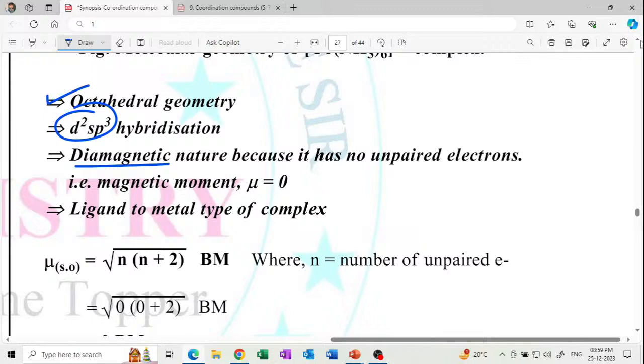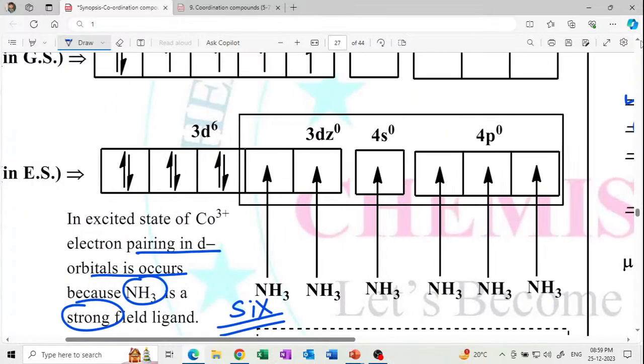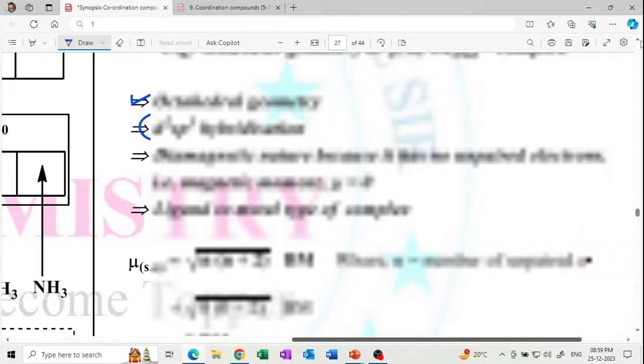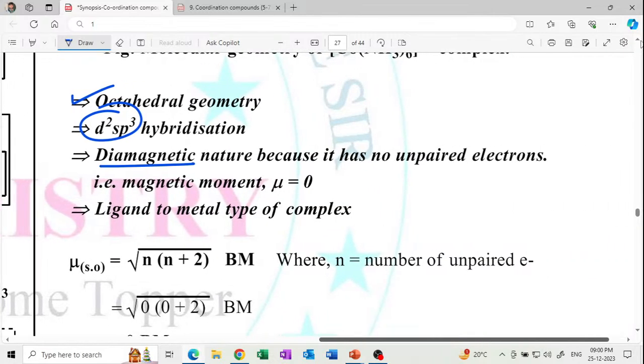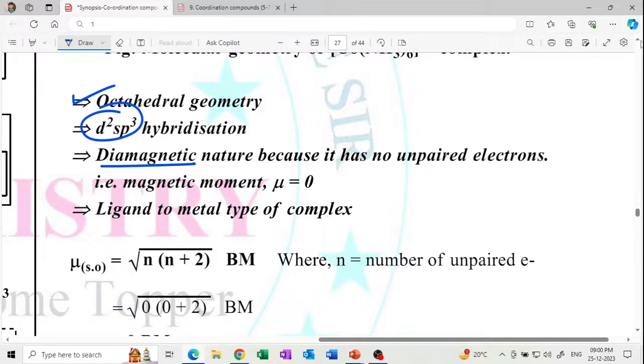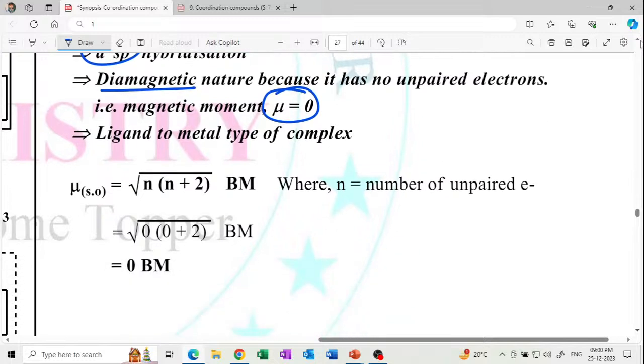d2sp3 is diamagnetic. Why diamagnetic? Because there are no unpaired electrons. All electrons are paired. So there are no unpaired electrons. That's why it is diamagnetic in nature. And as a diamagnetic, the effective magnetic moment is how much? 0. So this is 0 Bohr magneton. This is a very important formula.